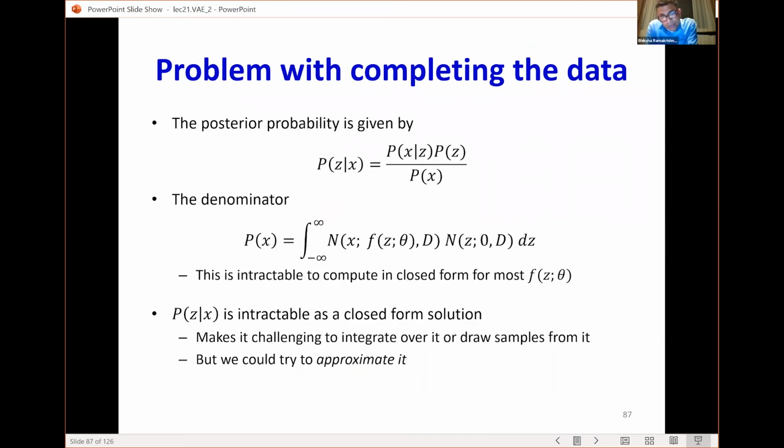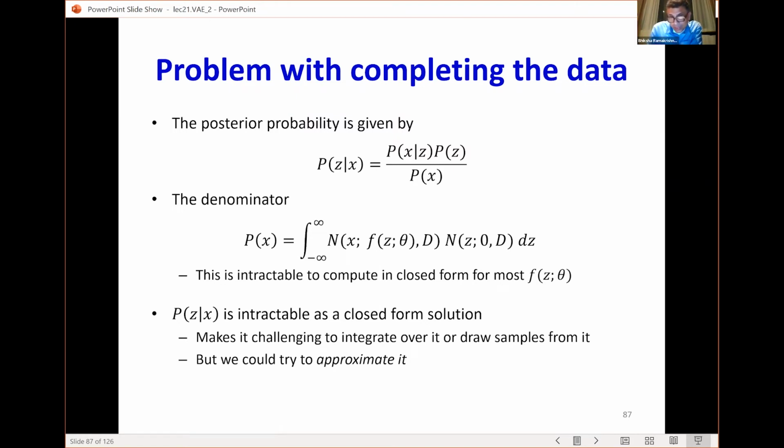Now, let's look at the problem of completing the data. To complete the data, I need P of Z given X, right? Which is P of X given Z times P of Z divided by P of X. P of X given Z is a Gaussian. P of Z is a Gaussian. The denominator is the integral of this over Z. But we know that this integral cannot be computed. It's not tractable. It's not in a closed form for most f of z's. If f of z is nonlinear, you can't actually compute this. So this means P of Z given X is not tractable. You can't actually find P of Z given X.